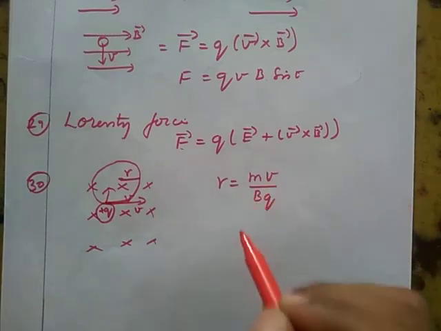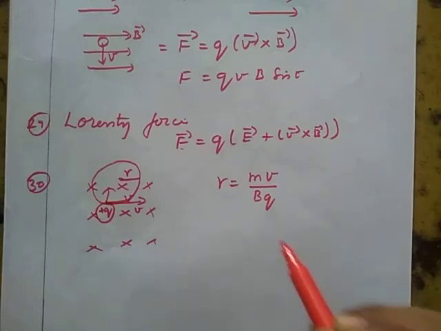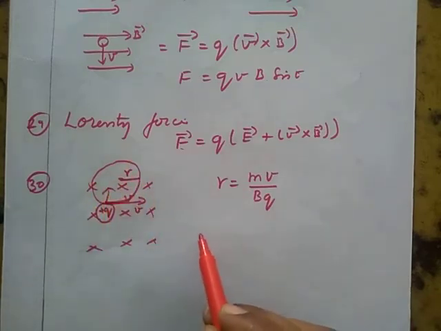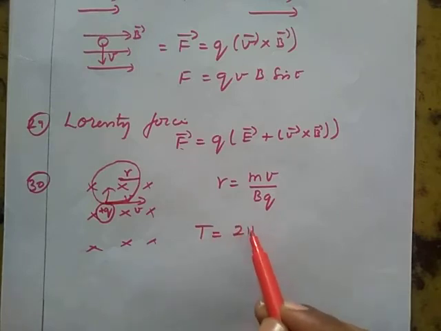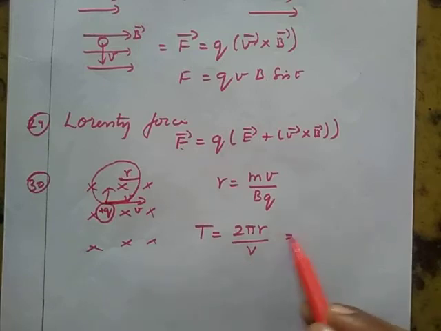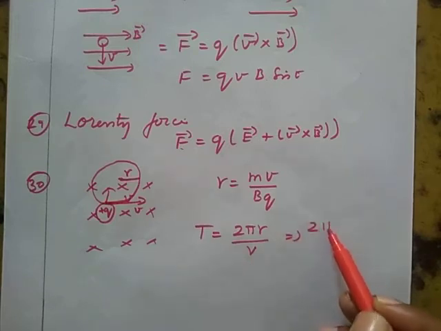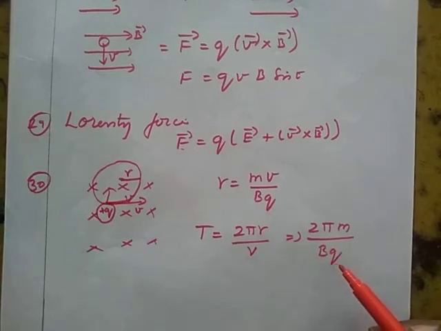By knowing this, we can find the time taken to complete one circle, that is the time period. Time T is equal to 2 pi r by v. Solving this, we get T is equal to 2 pi m by Bq. This is the expression for the time period.